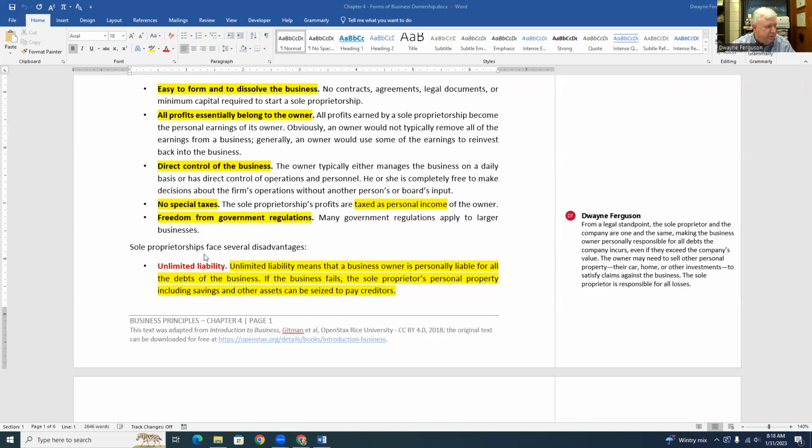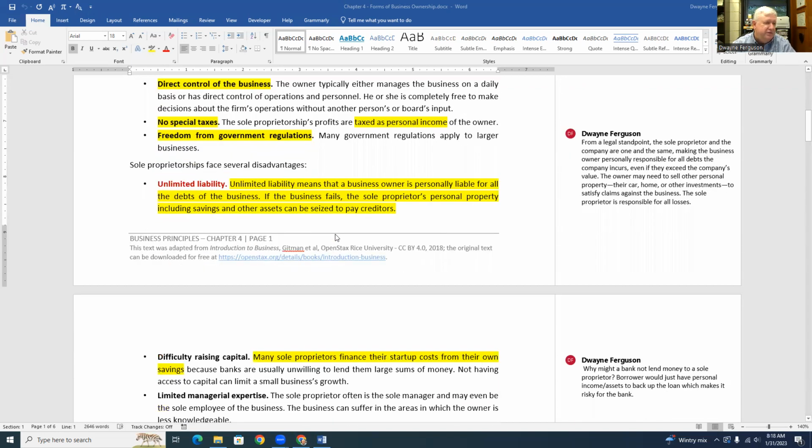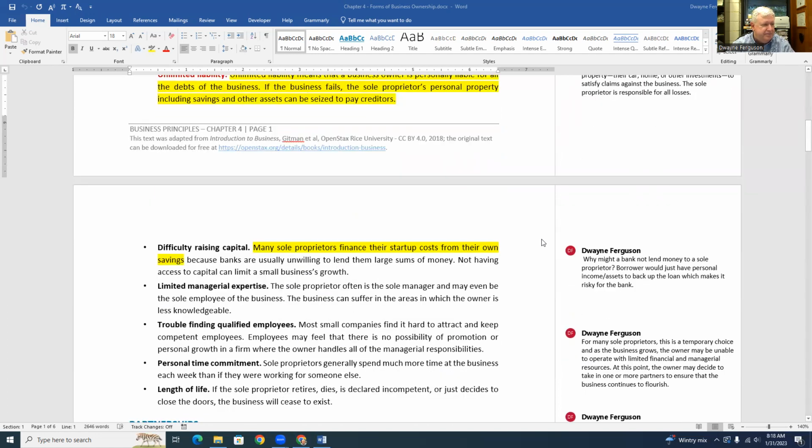Well, that's the problem with being a sole proprietor. That's the disadvantage, is that you have unlimited liability. In other words, they can come seize your personal assets to pay for the debts of the company. So your personal money, your car, your house, whatever it might be, might need to be liquidated to be able to pay for the debts of the company. So this is the main disadvantage right here, is that you as a sole proprietor would have unlimited liability.